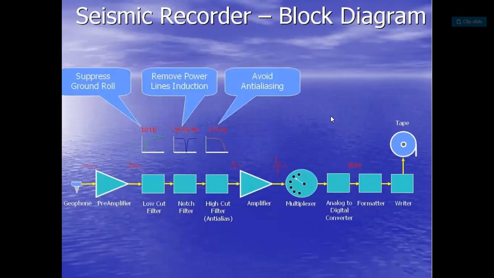So guys, seismic recorder block diagram: suppresses ground roll, removes power line induction, avoids aliasing. So geophone, pre-amplifier, low cut filter, notch filter, high cut filter, anti-aliasing, amplifier, multiplexer, analog to digital converter, formatter, writer or tape. This suppresses ground roll at 10 Hz. Removes power line induction at 50 or 60 Hz. Here avoids aliasing.